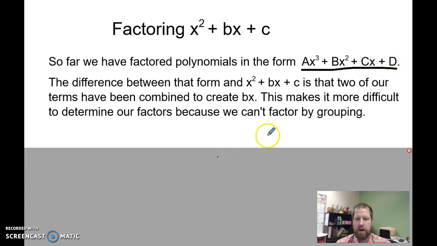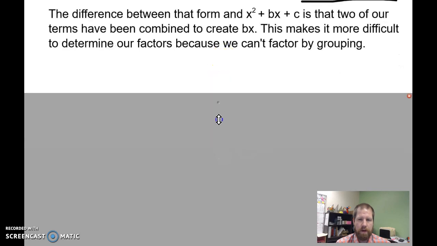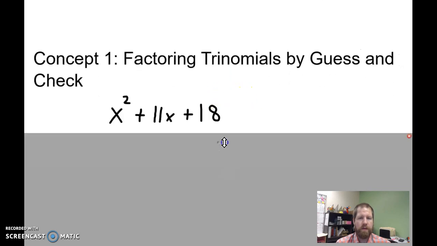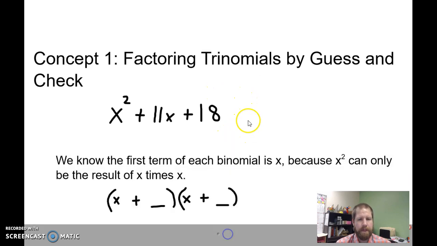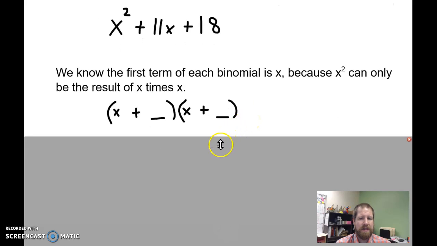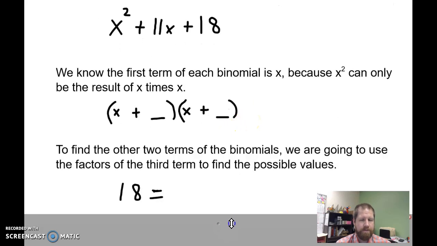All right, and the reason for that is this bx is actually the combination of two products. Okay, and because we only have three terms, we can't factor by grouping anymore. So the way we're going to start looking at these is by using guess and check. That's a valid method to use in any type of mathematics, but it is going to take a little bit longer. We are going to look at a different method later on, but right now we're going to look at guess and check.